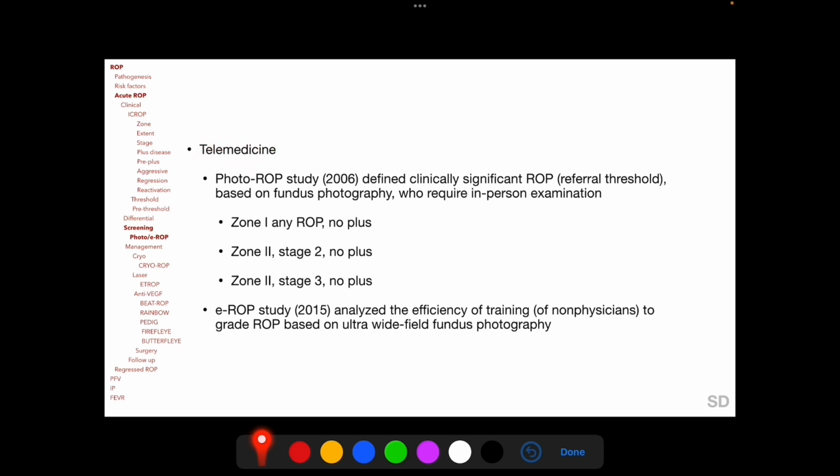Telemedicine is increasingly playing a role in screening of ROP, and the photo-ROP study defined clinically significant ROP or referral threshold by these criteria based on fundus photography to identify infants who required in-person examination by an ophthalmologist, and the ETROP study analyzed the efficiency of training of non-physicians to grade ROP based on ultra-wide field fundus photography.